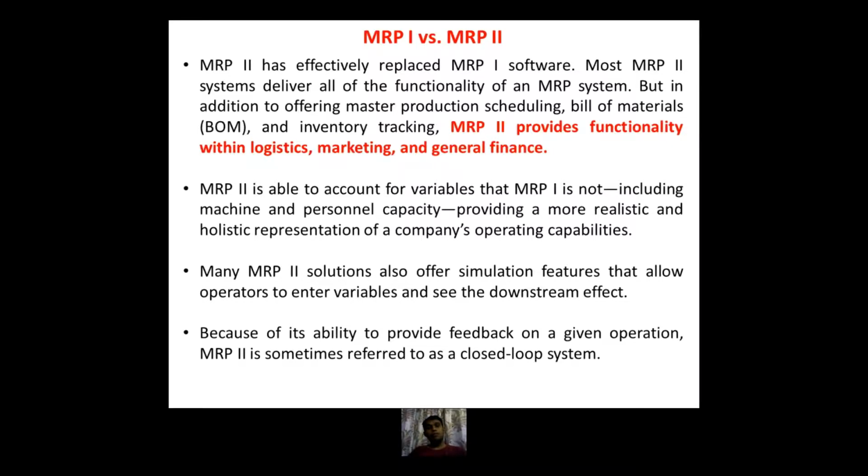But in the case of a closed loop system, there is continuous feedback regarding the output so that we can control the output according to our requirement or as per the set output. So it is termed a closed loop system, whereas MRP1 is an open loop system. There is no feedback regarding the output. But in the case of MRP2, there is feedback, so it is called a closed loop system.